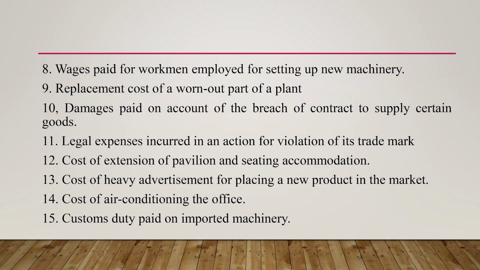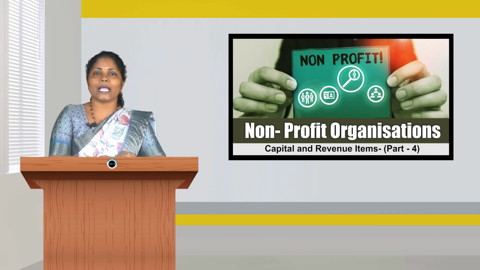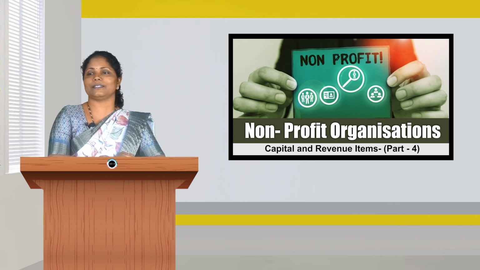Cost of extension of pavilion and seating accommodation. Which type of expense is this? Capital expenditure, because this is the expenditure incurred in connection with the extension of a pavilion, that is a fixed asset. Therefore, this is a capital expenditure to be shown as an asset.